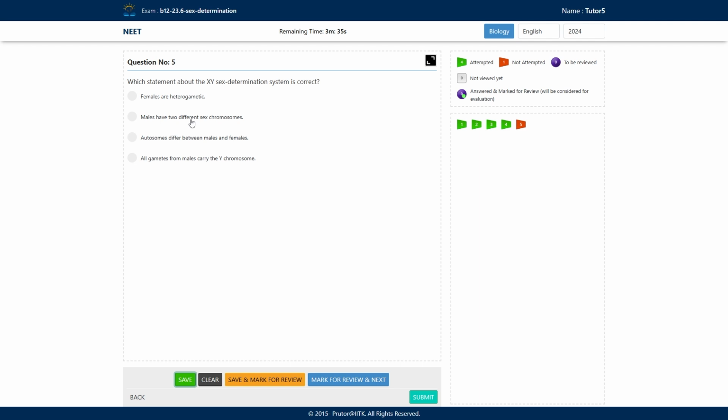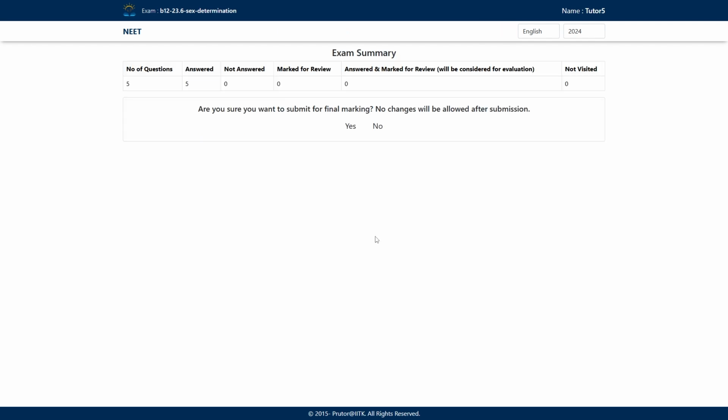So here the correct answer is option number B. Males have two different sex chromosomes. So males are XY, half of the sperm will have X chromosome, half of the sperm will have Y chromosome. Okay, this is clear. So let's submit the answers.